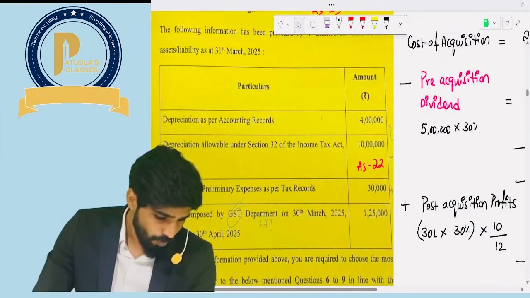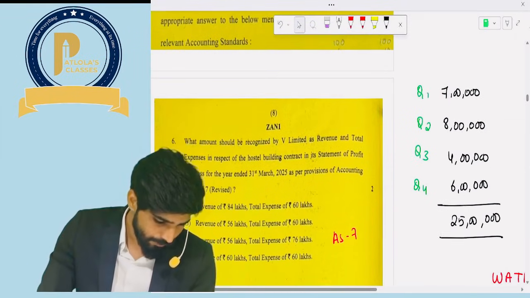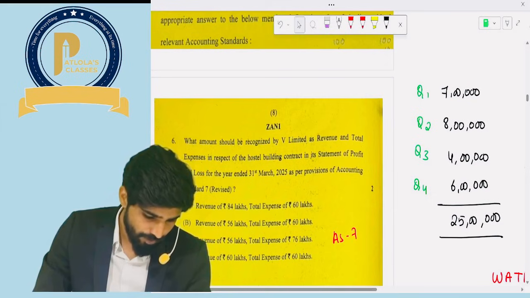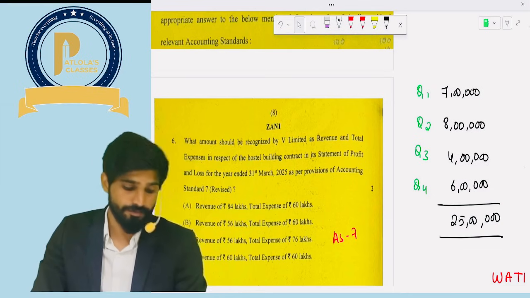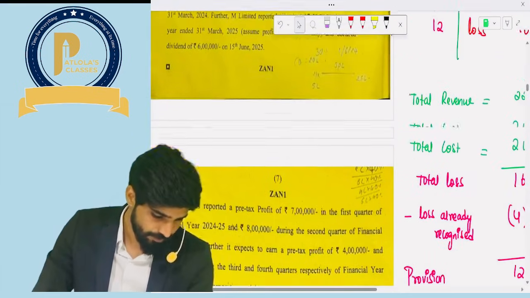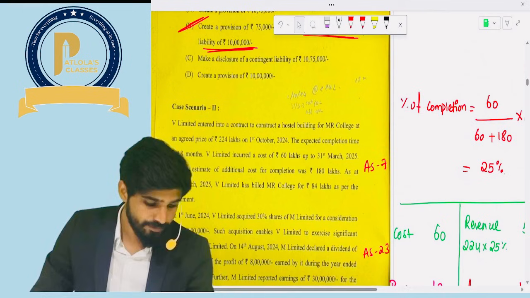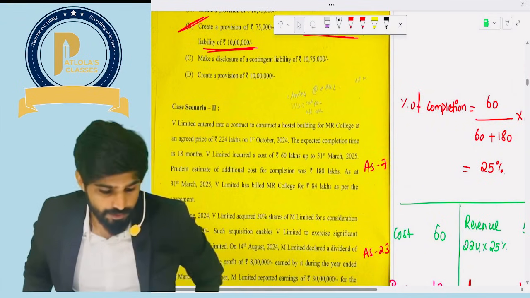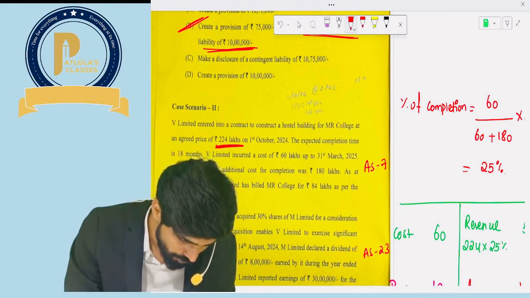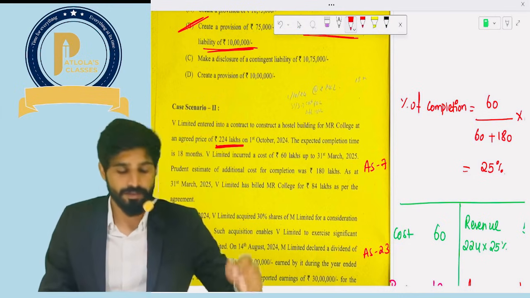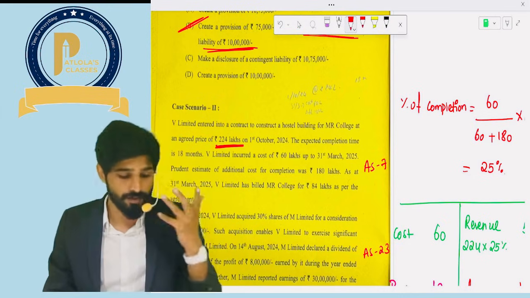Okay, first one, what are they asking? How much is the contract revenue and the total expenses to be recognized in the statement of P&L as per the provision of AS7? Let us read the first part. We Limited entered into a contract to construct a hostel at an agreed value of 224 lakhs. So total contract revenue is 224. The expected completion time is 18 months. So it's a long-term contract.